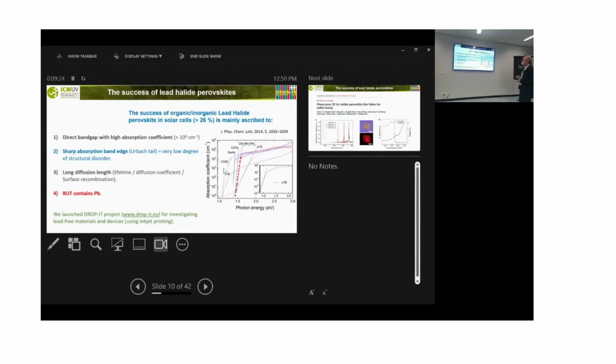However, there is a big issue, because the material contains lead. For this reason, we launched four years ago a European project called DROPIT for investigating lead-free perovskites, with proof of concept of devices, particularly the laser that I will present to you in this talk.